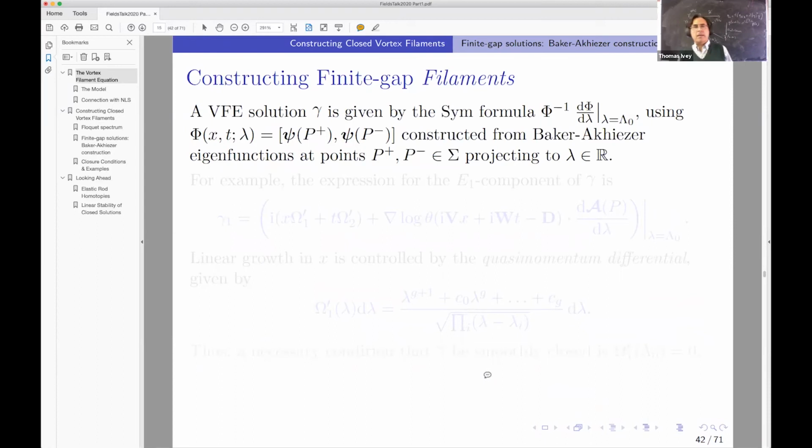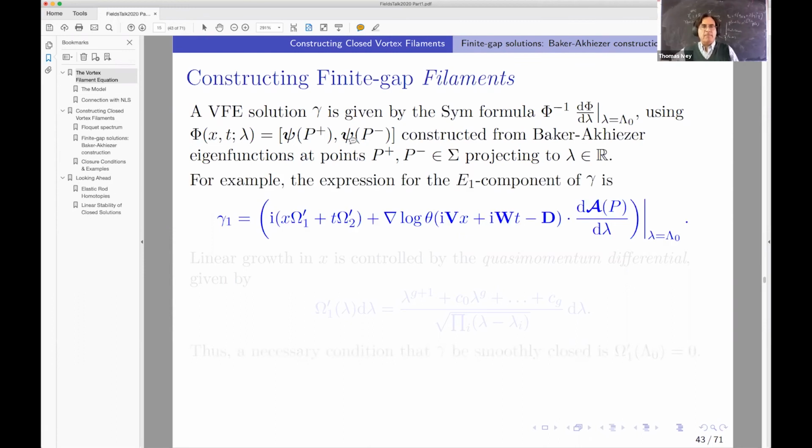Once you have that periodic Q, however you achieve that by choosing your branch points carefully, then you can try to get a closed VFE solution, periodic in X. And how do you do that? Use the SIM formula. Remember, what you need with that is a fundamental solution matrix for the linear system, the AKNS system. For every lambda, there are 2 points on the Riemann surface. So you just evaluate the Baker function at those 2 points above and below, and they give you the column of the fundamental solution matrix. I mean, you'll have to normalize it so it starts at the identity, but still, that's how you do it.